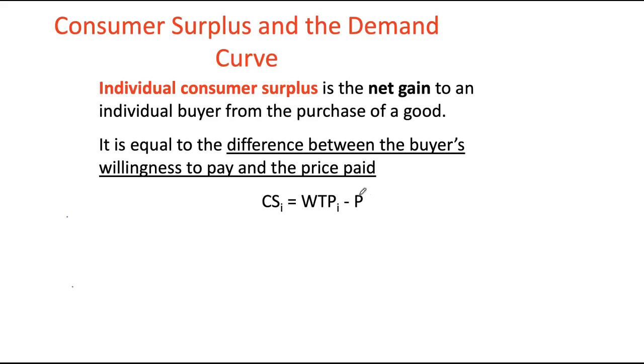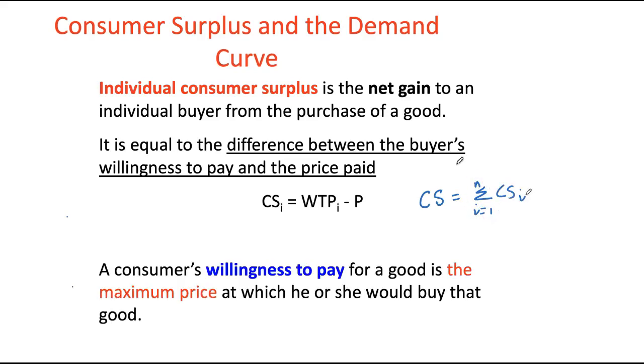If we calculate the consumer surplus for all individuals in this market who end up purchasing the good and sum it up, we will get the total consumer surplus in this market. So overall consumer surplus would be the summation of individual consumer surplus for all of these n individuals.